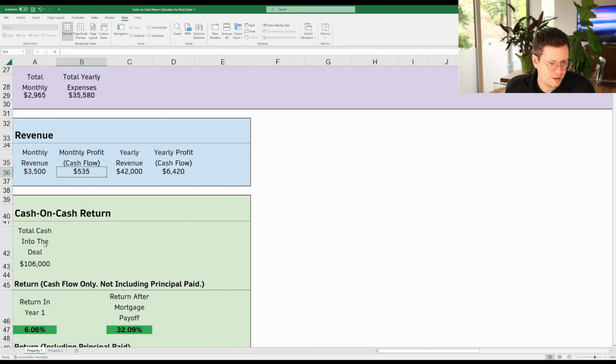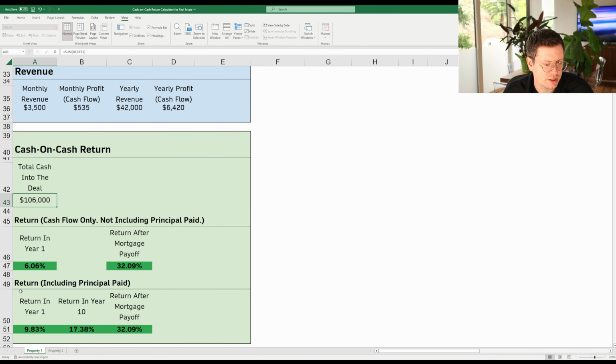So this is the main reason why you're here, the cash on cash return section. So first, we just calculate the total amount of cash that went into the deal and display that here so that you can see it. And then we go on to the two versions of cash on cash return. First version here is only considering cash flow. It's not considering any principal that's paid down on the loan. So the return in year 1 is 6%.